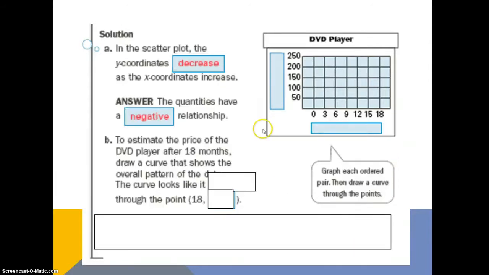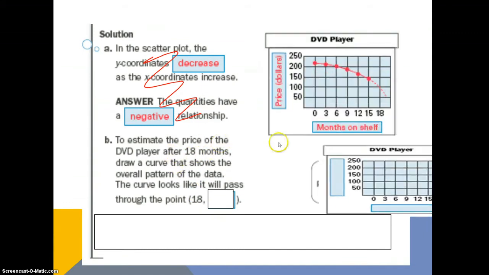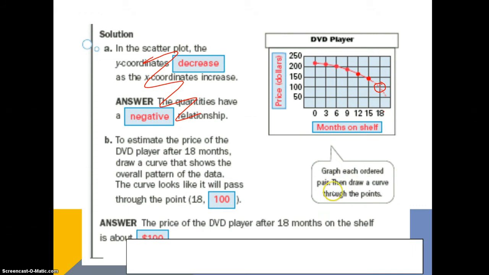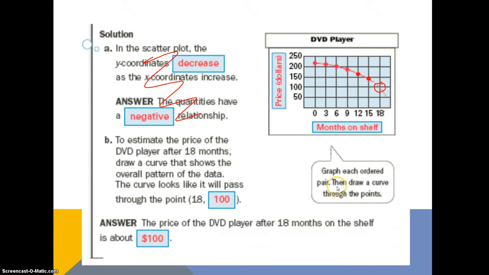But I also want you to estimate the price of the DVD player after 18 months. And that's why they might have drawn this dotted line here. Because here's 18 months, so if these are the dots that I actually knew, the trend would say about $100. So after 18 months on the shelf, it might be about $100. That's estimating the price using the scatter plot.